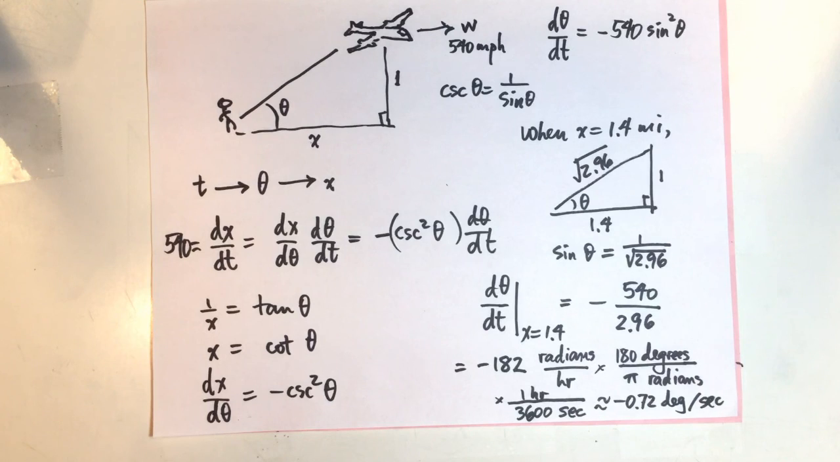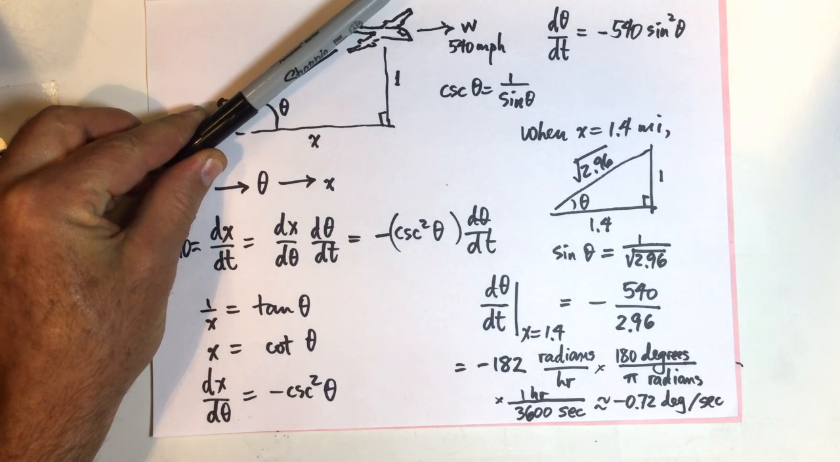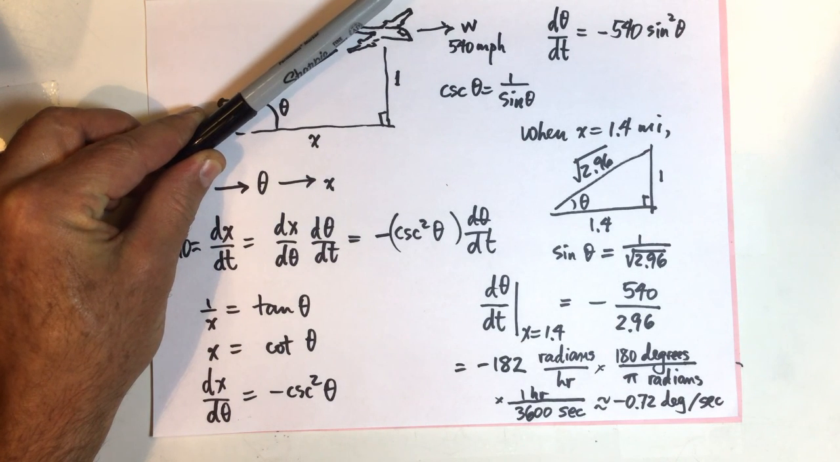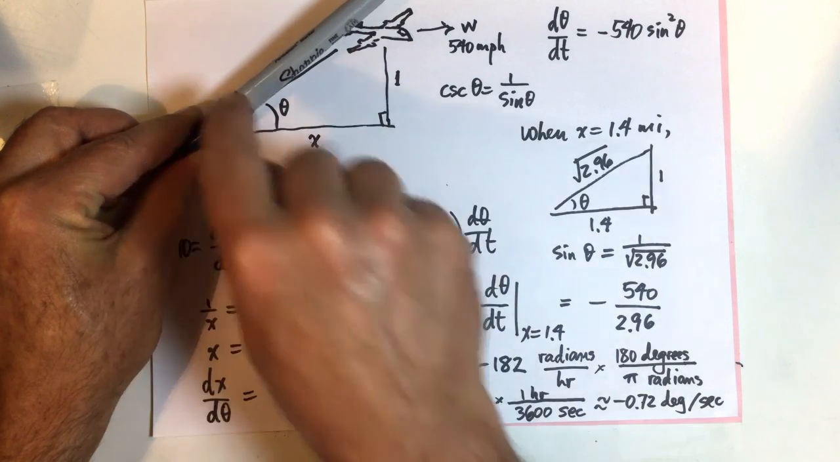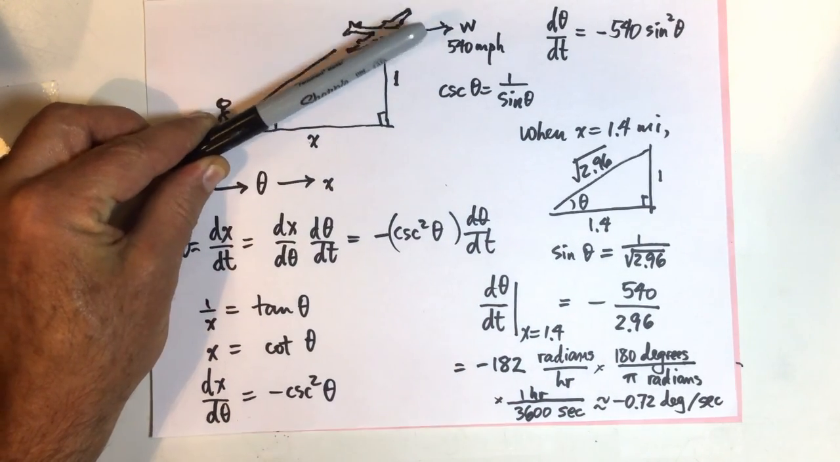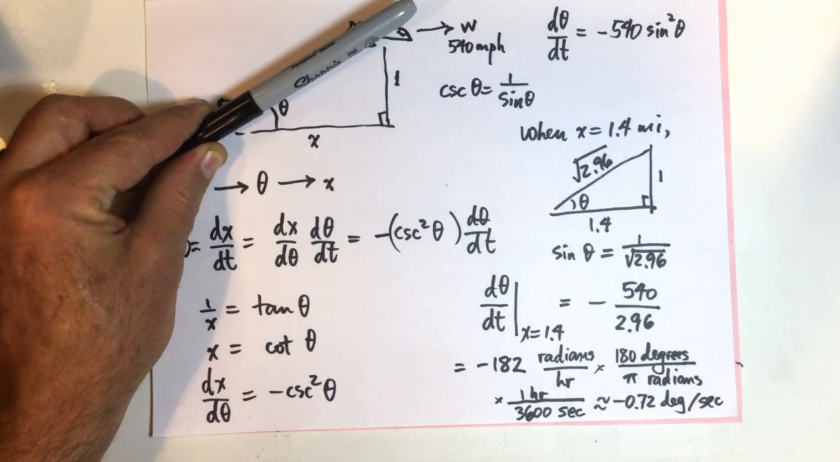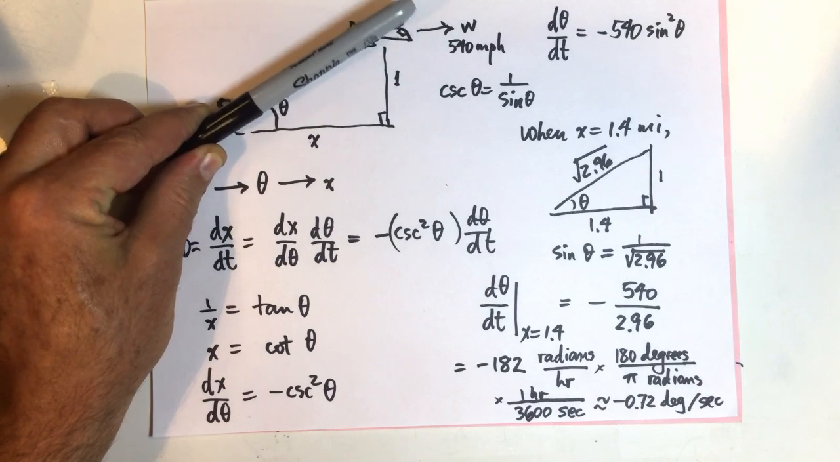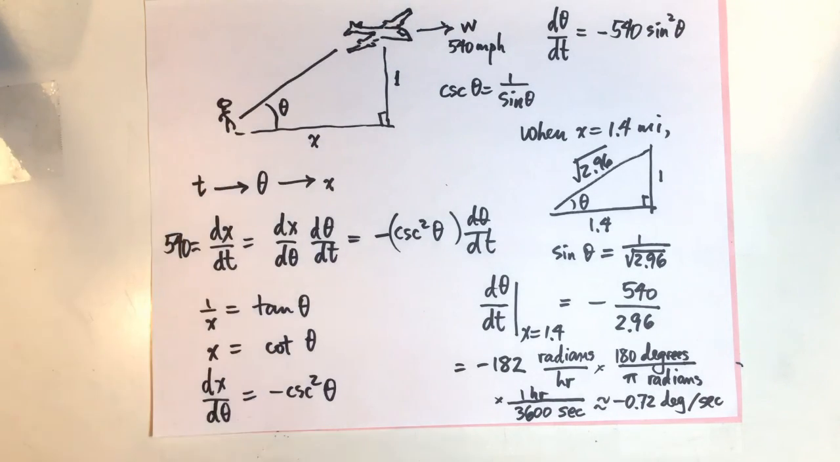So that's a little bit less than 1 degree per second. You're looking up at this plane, and imagine you were using a telescope or something to look at the plane. You'd have to lower the telescope by about 1 degree, almost a degree, 3/4 of a degree, every second to keep up with the movement of the plane. All right.